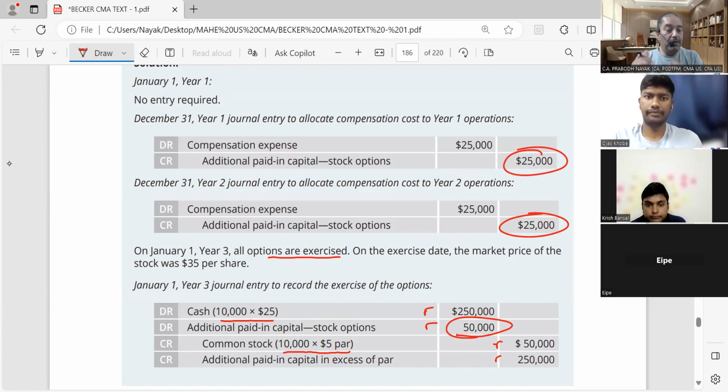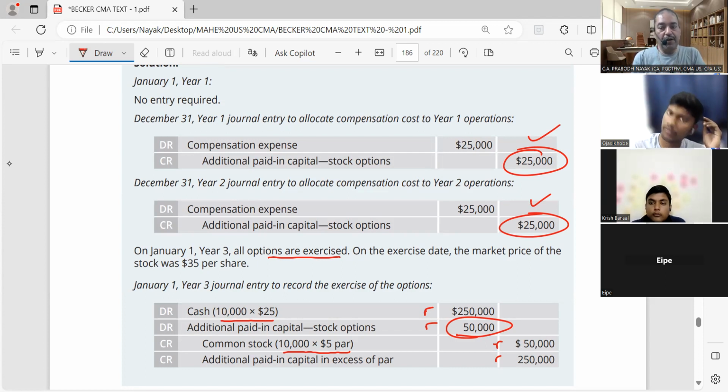So you made a provision in these 2 years. You made a provision that this much amount we may have to pay as expenditure to the employees. So accordingly, your compensation expense was debited, and you made the provision by crediting EPIC, additional paid in capital. Now that provision is to be cancelled because we are actually offering them shares.